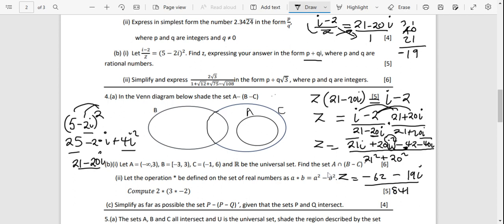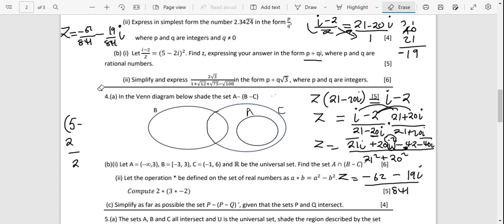So to remain now in the form that they want, we'll say therefore, z is going to be, I'll just split the denominator to both. So that will be negative 62 over 841, and then minus 19 over 841, I'll just put an i there. So we've expressed it in the form that is wanted. I hope it is okay. Please, if it is not, be sure to ask.